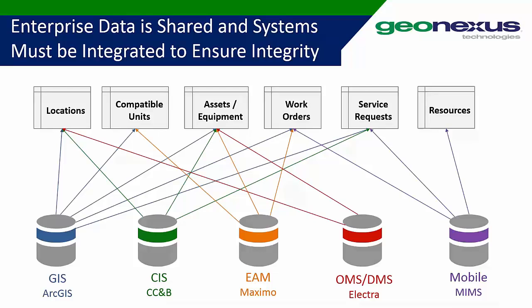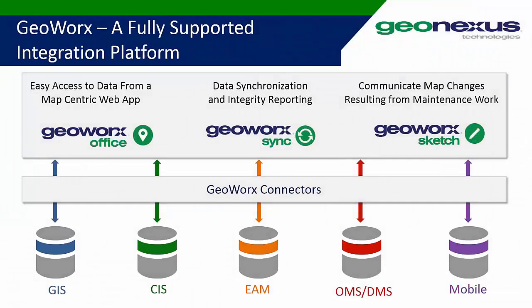The point of this slide really is to show that, with all these different systems, your data has the opportunity to become compromised. And that's really where Geo Nexus Technology comes into play with our platform of products. As you can see, we have 3 products today, those being GeoWorks Office, Sketch, and Sync.